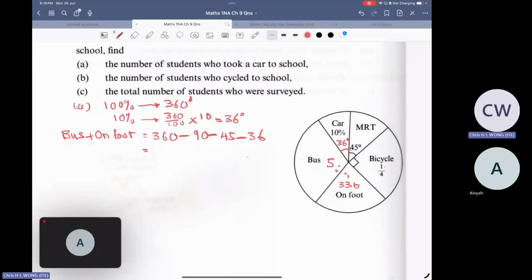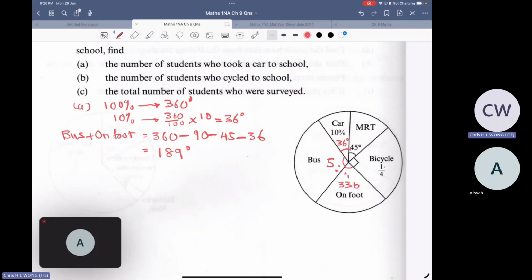Okay, so 360 minus 90 minus 45 minus 36 gives you 189 degrees. Now, where is 189 degrees? 189 is from here to here. Okay? Now, remember what they want.